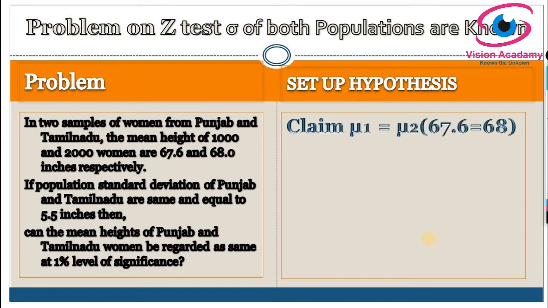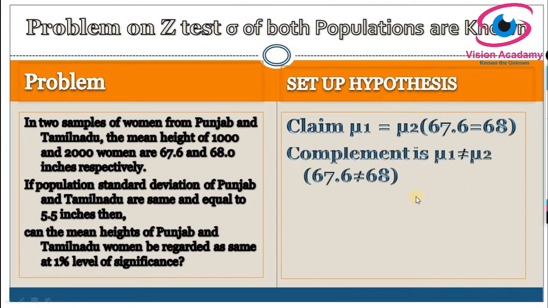So here we wish to test whether the mean height of Punjab and Tamil Nadu women is the same. If mu1 and mu2, where mu1 is Punjab and mu2 is Tamil Nadu, denote the mean height of Punjab and Tamil Nadu women respectively, then our claim is mu1 equal to mu2, which means the mean height of Punjab equals the mean height of Tamil Nadu.